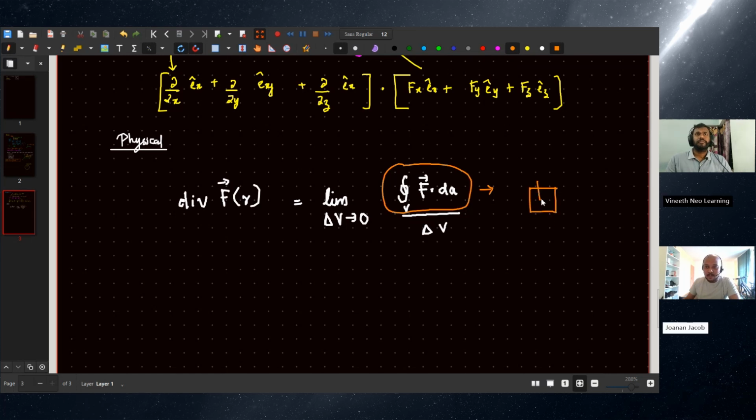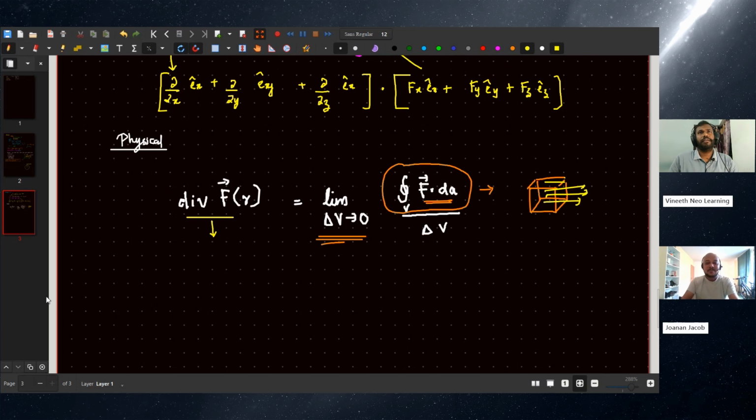Okay, infinitesimally small volume. That's what this delta V is, limit delta V tends to 0 is for. Now what will F dot dA give you? F dot dA will give you the amount of flux through this volume. Have you understood? So what does divergence actually give then?